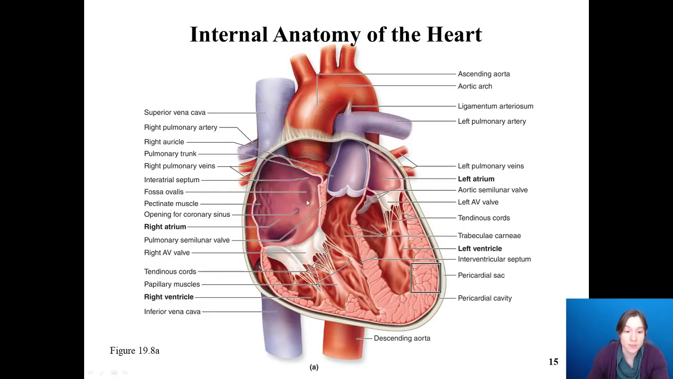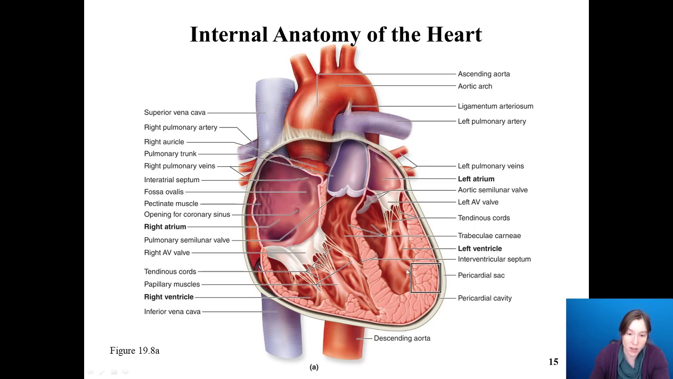All right, so we can see the right atrium up here. This is going to be the opening for the coronary sinus. This is the fossa ovalis, so that scar where the foramen ovale used to be. And then we have the entrances you can see from the superior and inferior vena cava. The pectinate muscle is seen here. This is going to be one of the AV valves, and this is the other.